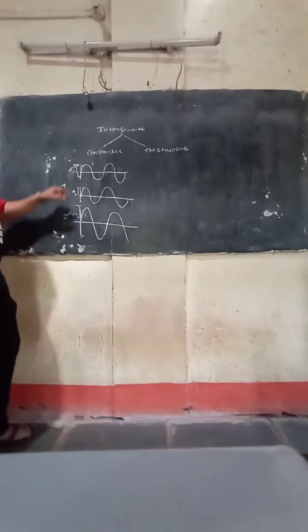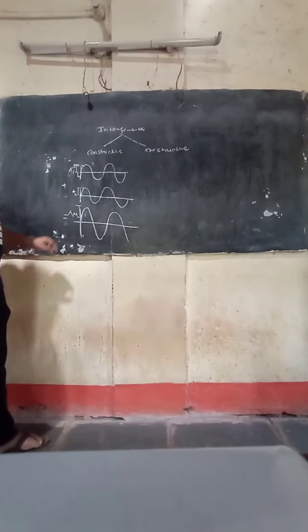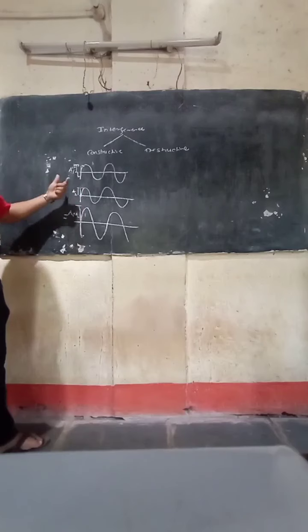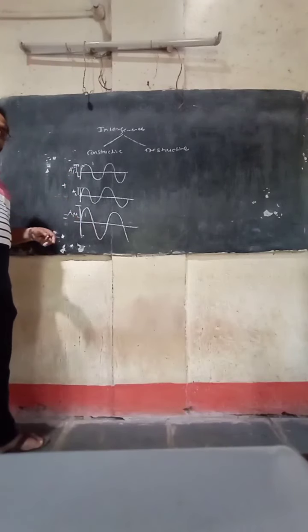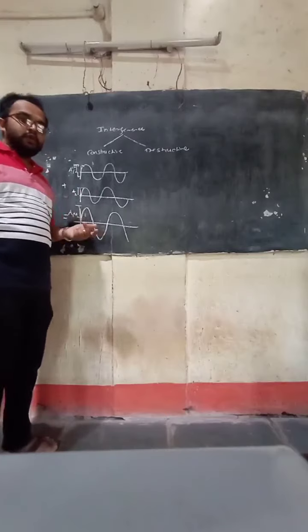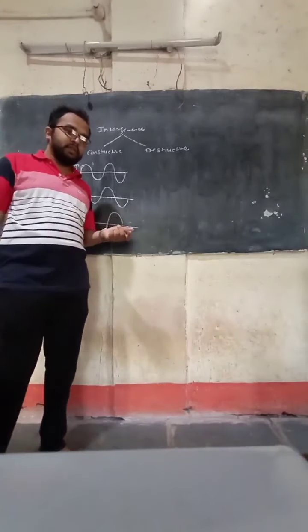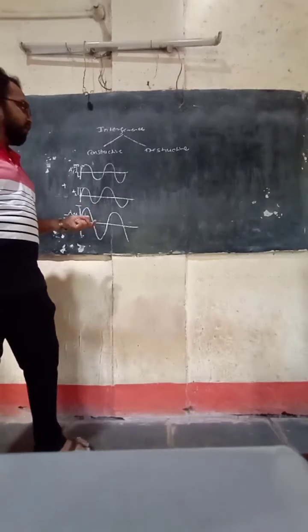Now here see, crest superimposes on crest, trough superimposes on trough. So crest plus crest will be an extra crest or more crest. Trough plus trough will be some extra trough. So this is A1 plus A2. This type of interference is constructive interference. So when crest is superimposed on crest or trough is superimposed on trough, then this kind of interference is constructive interference.